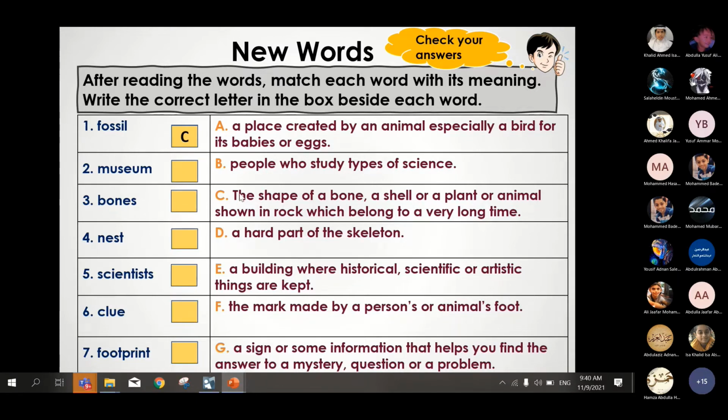Okay, all together. The fossils are the shapes of a bone, a shell, or a plant or animal shown in rock which belong to a very long time. So I will give you only 2 minutes as a chance to write the answers in the chat box, and then I will ask 1 or 2 of you to help me find the correct answers. What is the meaning of museum, bones, nest, scientists, clue, footprint? Okay, go ahead, my dear students. I wish you good luck.